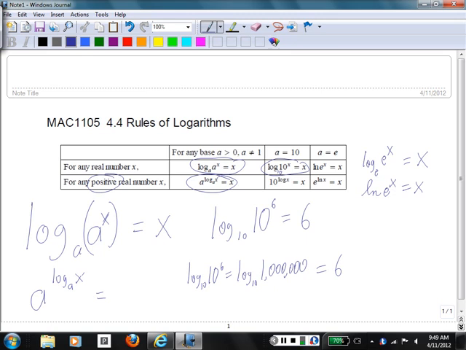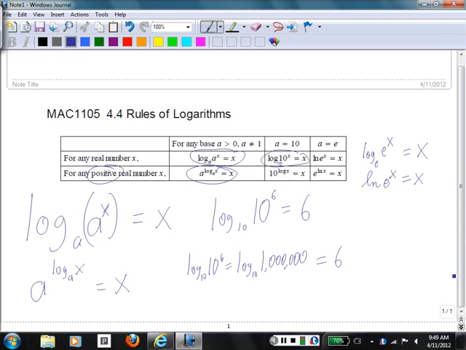We get x as the answer. Just like that. So a raised to the power of a, which produces x. And we can do this kind of in reverse for the base 10 logarithm with the 6.